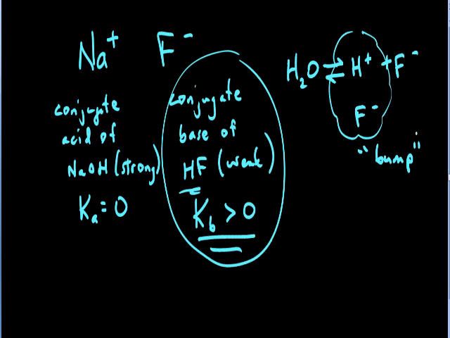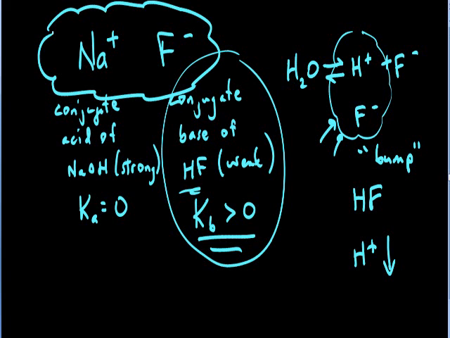F minus ions in water, if they go bump into H plus ions, are going to make the weak acid molecule HF. By forming weak acid molecules of HF, the H plus concentration in the water is going to drop, and the solution would become basic. So the salt, sodium fluoride, would end up creating a solution that is basic.